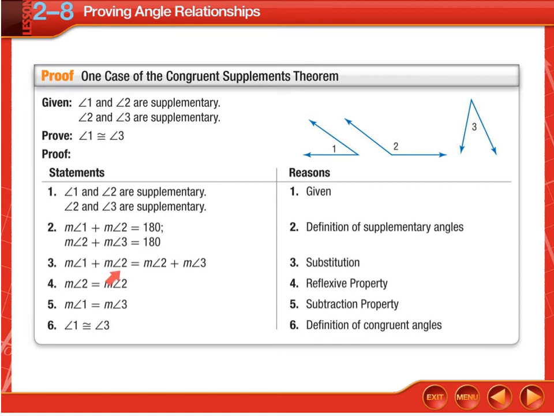And we know that angle 2 on this side and angle 2 on this side are equal to each other, so that's the reflexive property. If I subtract angle 2 from each side, then I end up with the measure of angle 1 is equal to the measure of angle 3. So it's subtraction, and therefore they are congruent angles, and that's the definition of congruent angles.